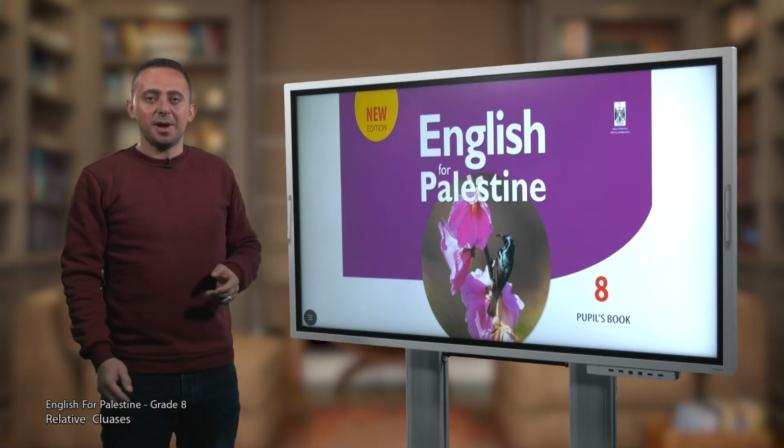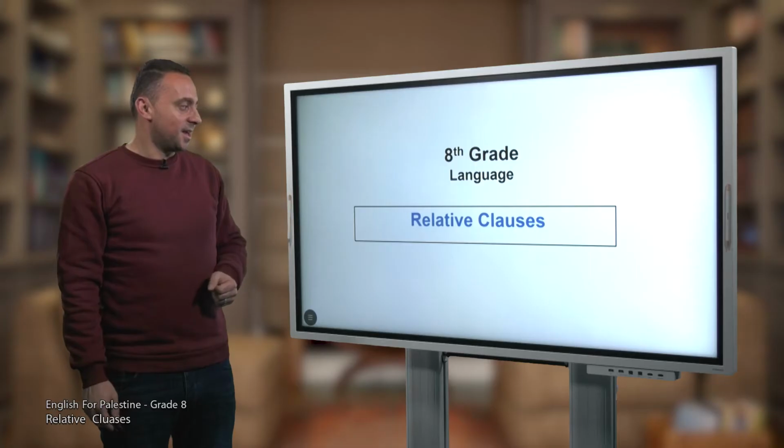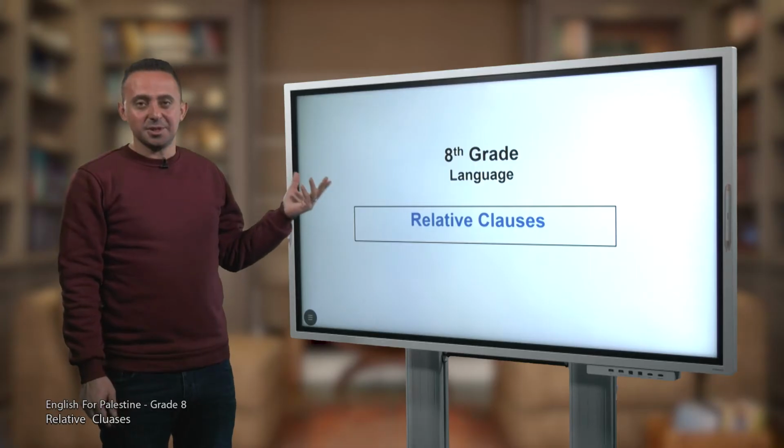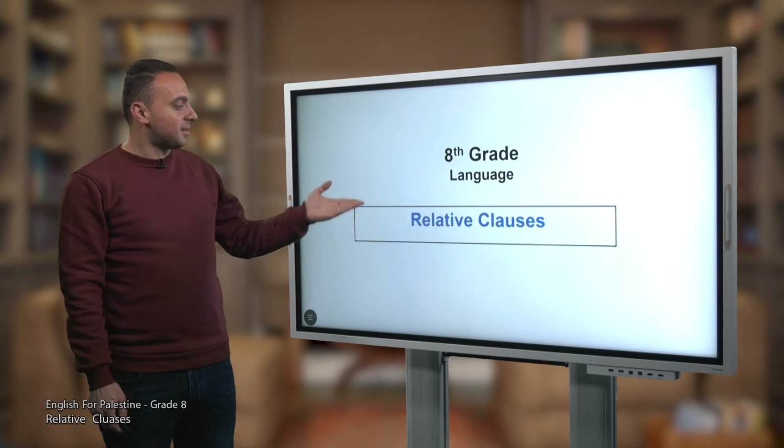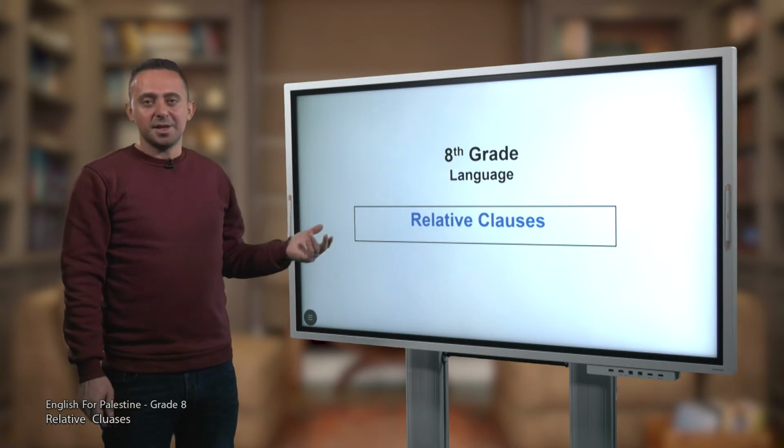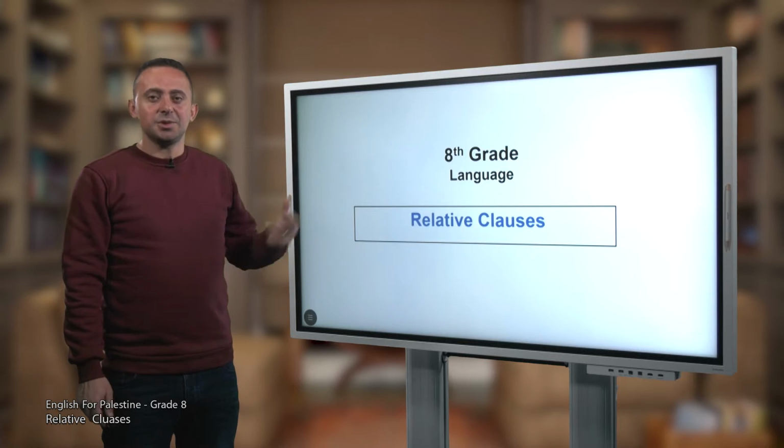Today we will talk about relative clauses. The title of our language lesson is relative clauses. In this lesson we will learn how to join sentences using the correct relative pronouns.